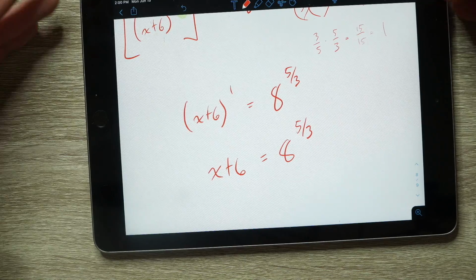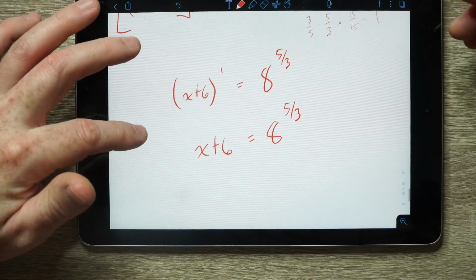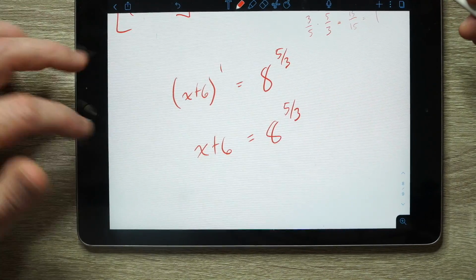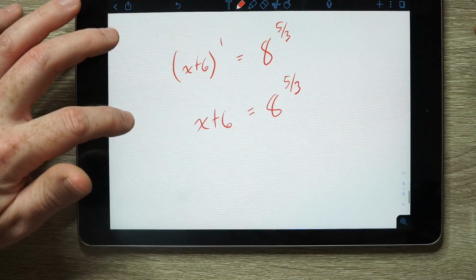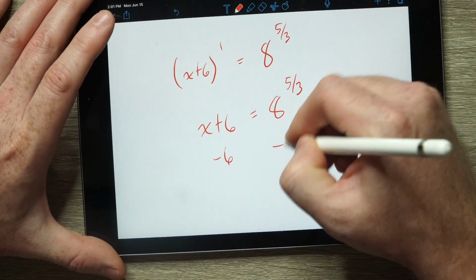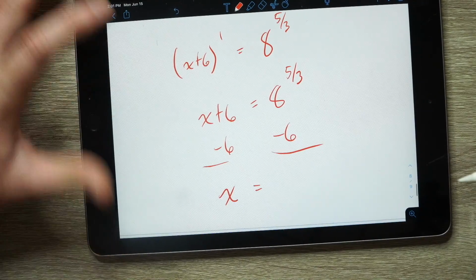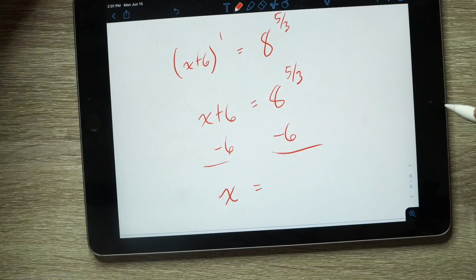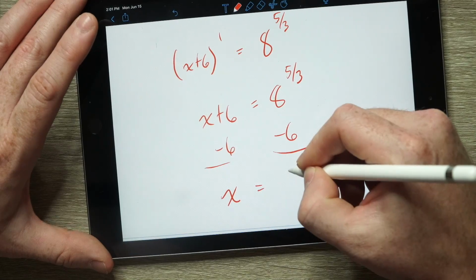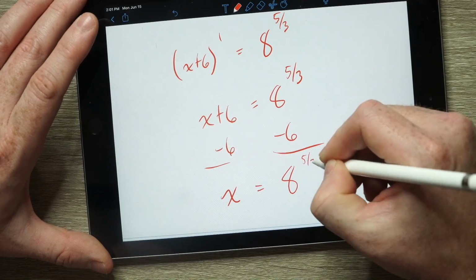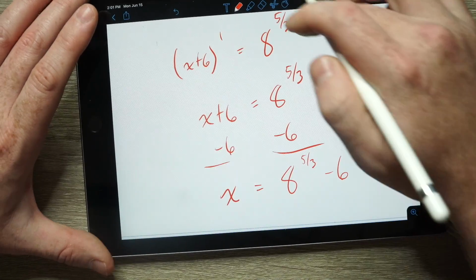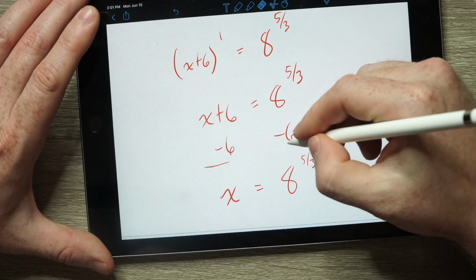Whatever that is. And then what can I do to get x by itself? Just subtract 6. Very good. I want you to take note, at no point here did we do any kind of weird, long, drawn-out polynomial multiplication, nor did we figure out what 8 to the power 5/3 is, but we have arrived at an answer of 8 to the 5/3 minus 6. And that is our answer.